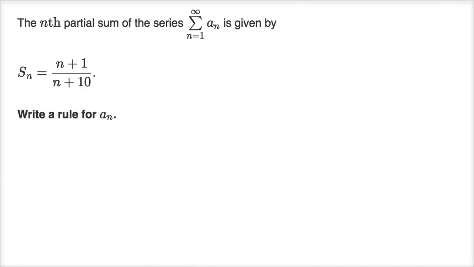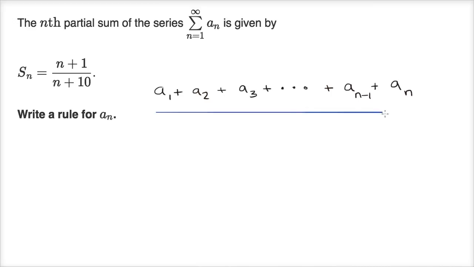Now to help us with this, let me just create a little visualization here. So if I have a sub 1 plus a sub 2 plus a sub 3, and I keep adding all the way to a sub n minus 1 plus a sub n, this whole thing that I just wrote out, that is s sub n, which is equal to n plus 1 over n plus 10.